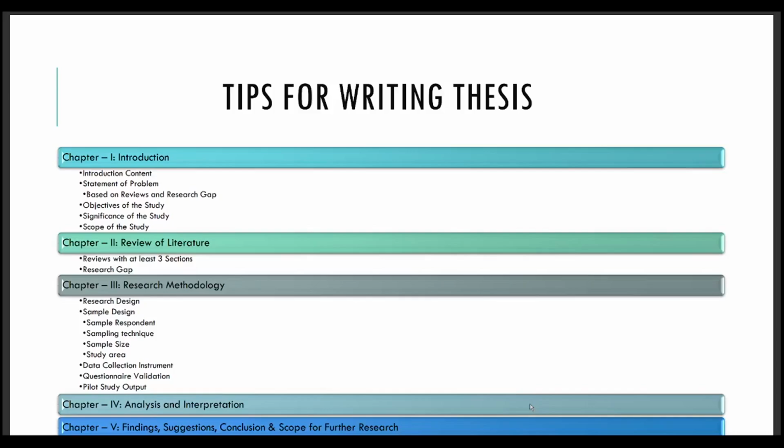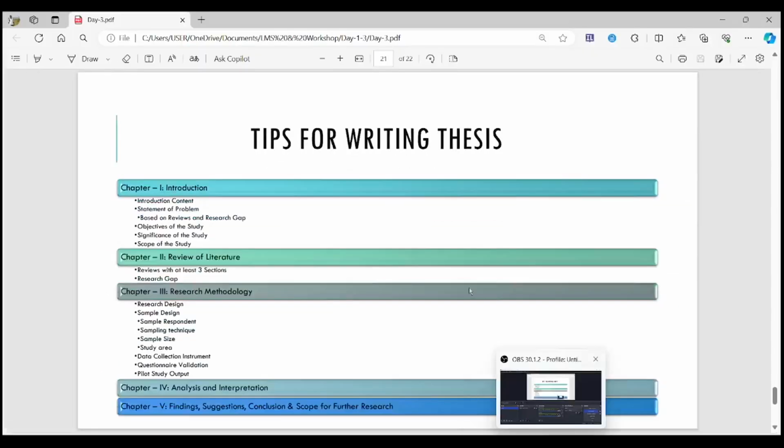Chapter 4 should deal with analysis and interpretation, and chapter 5 should not end up with findings, suggestions and conclusion, but also further scope for research has to be illustrated. So this is how you have to go with the writing of the thesis.